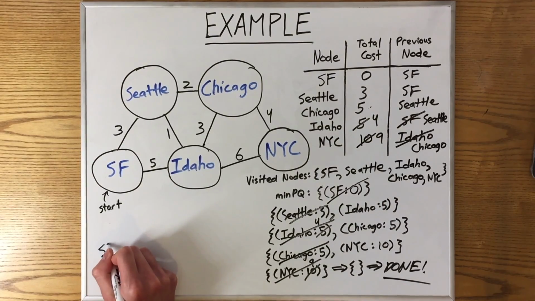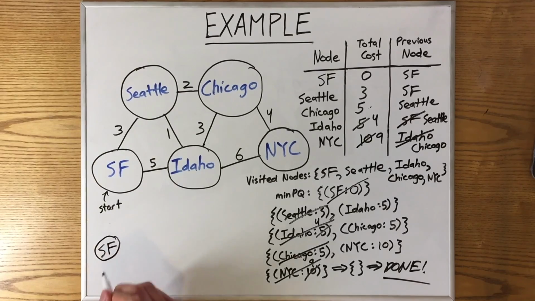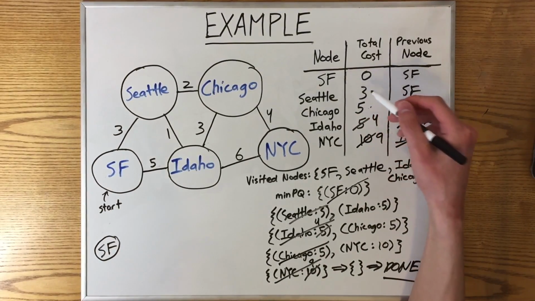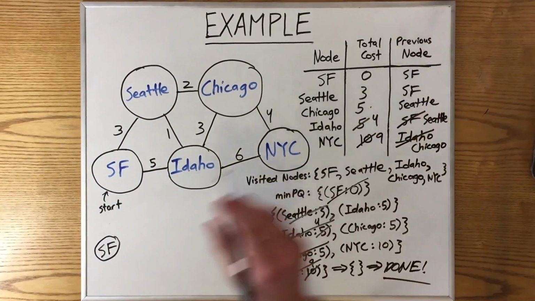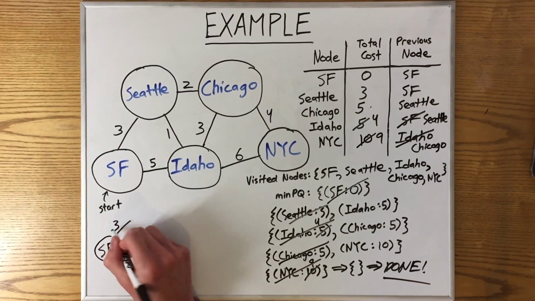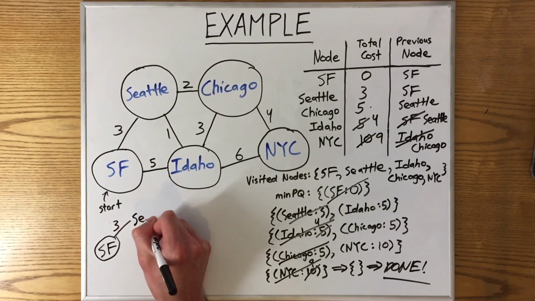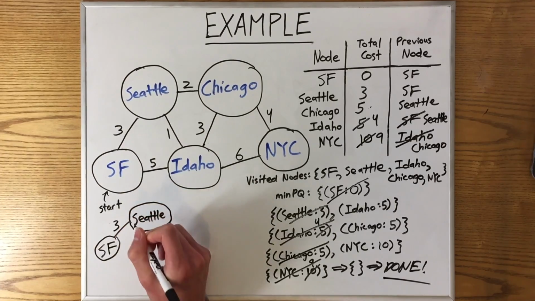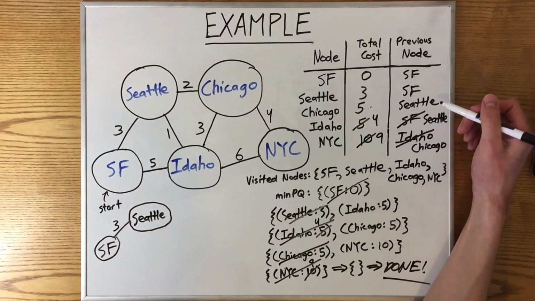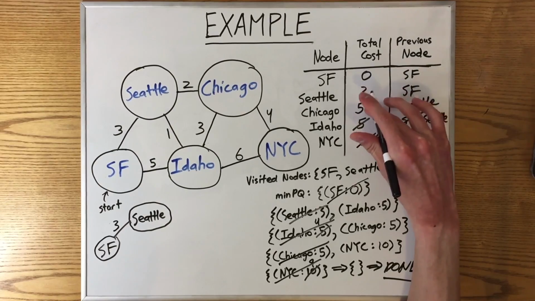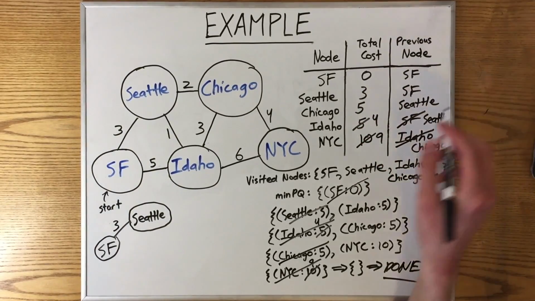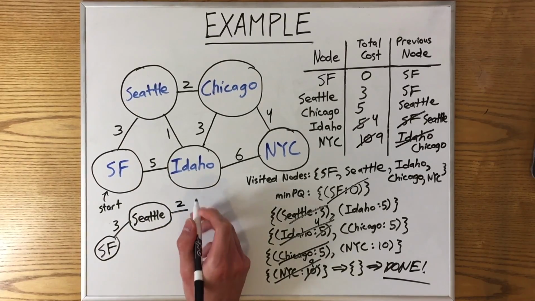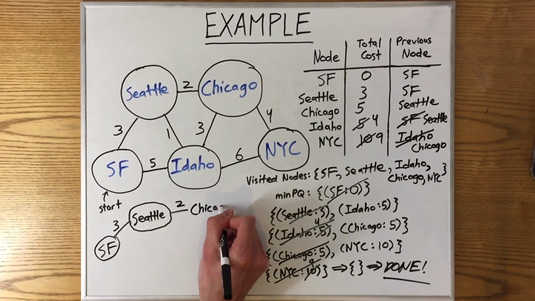The first thing that we have to draw is SF, which is our start node. Then we see that Seattle has a total cost of 3 away from SF, and it comes directly from SF. So we know that there's only one edge connecting them, and it has to be of weight 3. The shortest path to Seattle from SF looks like this. Let's do that for Chicago too. The total cost to Chicago is 5, and it comes from Seattle. Seattle is 3 away from SF, so 5 minus 3 is 2. So Chicago is 2 away from Seattle.